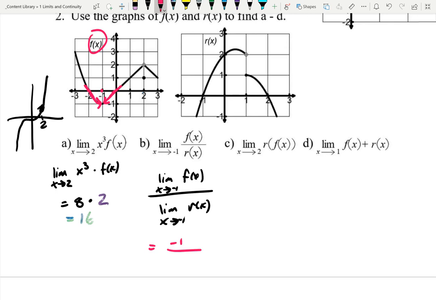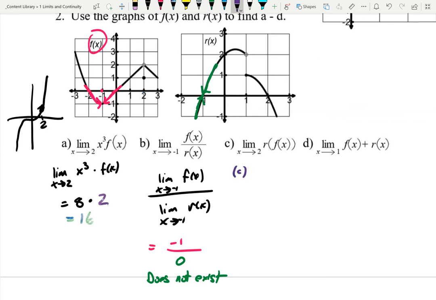And now let's look at the denominator of part B. So now we want the limit as x approaches -1 of the function r of x. Here's -1. I go to the left of it, and I head towards -1. I go to the right of -1 on the graph, and I head towards -1. And it appears that that limit also exists. Both sides are approaching a y value of 0. But we have -1 divided by 0, so this limit does not exist because of the division by 0.